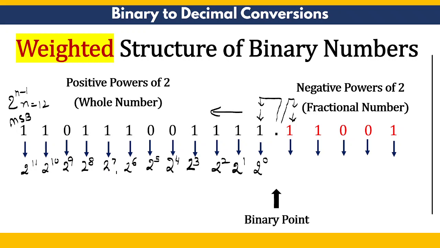For the fractional number, our weights are written like this, 2 to the power of minus 1, and then we will move in this direction, that is towards the least significant bit. And these powers will keep decreasing. And the weight of the least significant bit will be 2 to the power of minus m. And what is m over here? M is 5, like here in this case, the number of bits in the fractional portion.